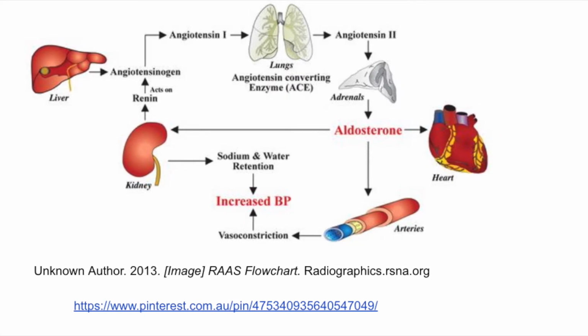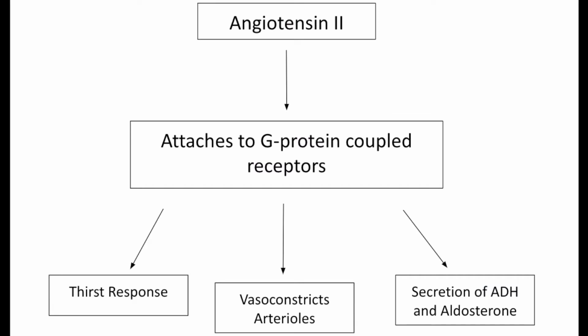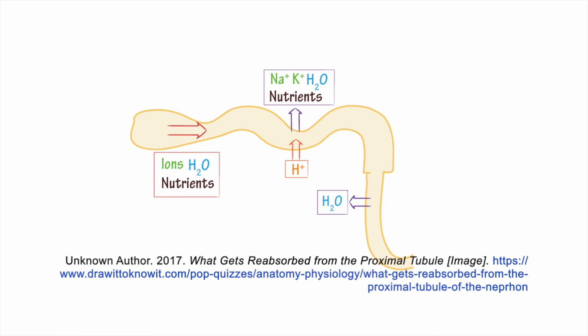The peptide then attaches to G protein-coupled receptors, which stimulates a thirst response, vasoconstricts arterioles, and triggers the secretion of antidiuretic hormone, or ADH, and aldosterone. Aldosterone is secreted from the adrenal cortex and acts on principal cells in the distal convoluted tubule and collecting duct. Aldosterone increases the expression of sodium channels and pumps which accelerate sodium reabsorption.